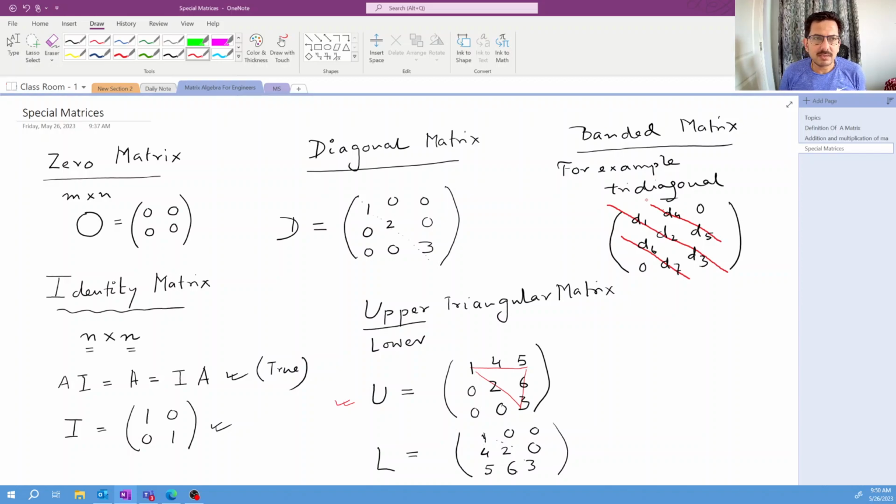So that's the basic concept of special matrices, and in the next videos we'll use all of these kinds of matrices. We'll learn more about this.